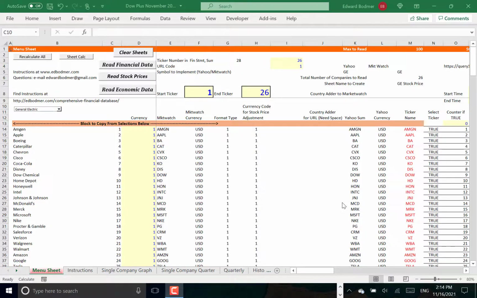In this video, I'm going to show you how to use this new and revised kind of file that I use. It scrapes data from the internet, from Yahoo and MarketWatch to get all the financial statements, Yahoo to get betas and the stock prices and some other data.